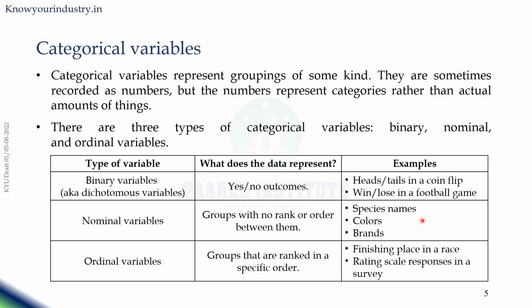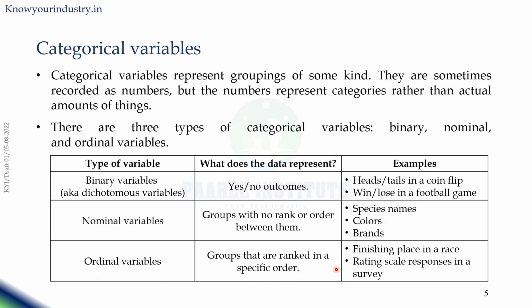Brands, species names. These all come under nominal variables, where you are saying that this many brands, this many colors, or this many species names. There is no rank or order between them. Then it comes to the ordinal variables.